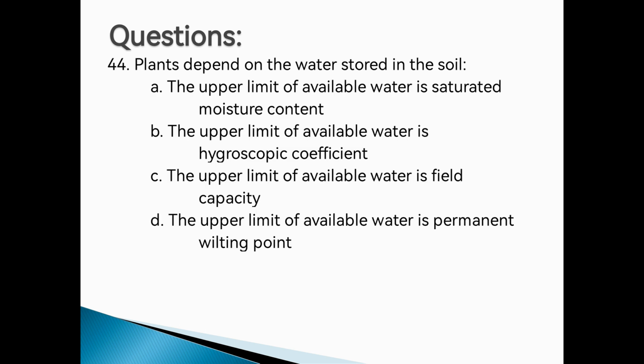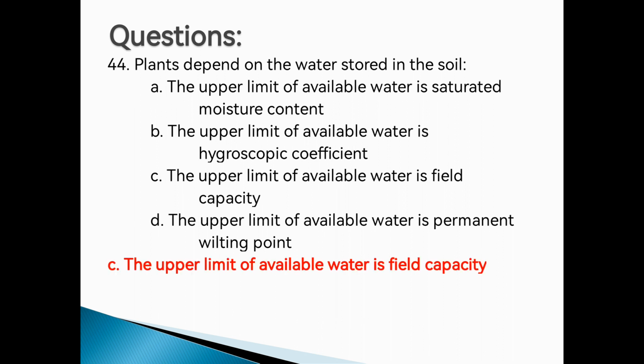1/3 bar. Number 44. Plants depend on the water stored in the soil. A. The upper limit of available water is saturated moisture content. B. The upper limit of available water is hygroscopic coefficient. C. The upper limit of available water is field capacity. D. The upper limit of available water is permanent wilting point. The answer is C. The upper limit of available water is field capacity.